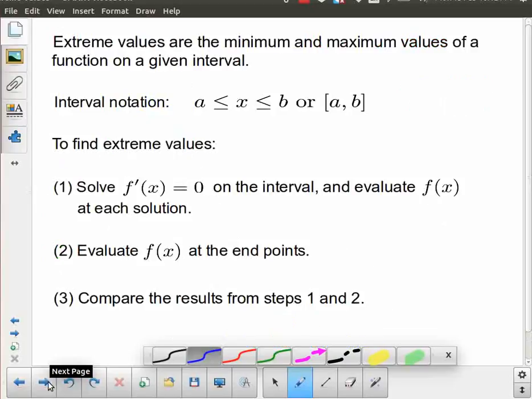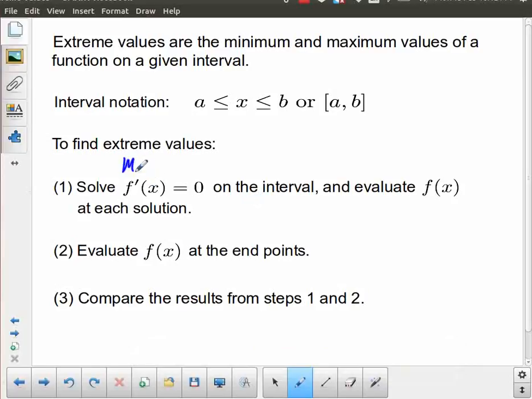Okay, so when we are looking for extreme values on a particular interval, first thing is just to remember there's a couple of ways that you might see your interval notation used to express the idea. To find these extreme values, we are going to first solve for f prime of x equal to 0 on the specified interval. And just to remind you, once again, that is the same as saying the slope of the tangent is equal to 0. The derivative is the same as the slope of the tangent. The first derivative is the same as the slope of the tangent.